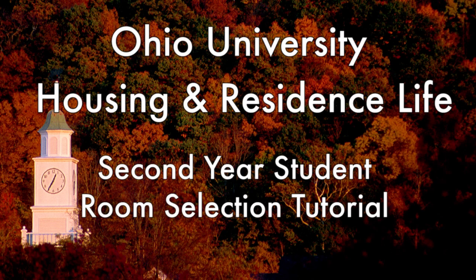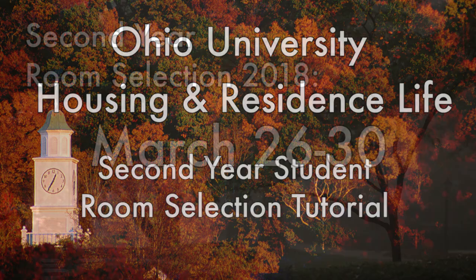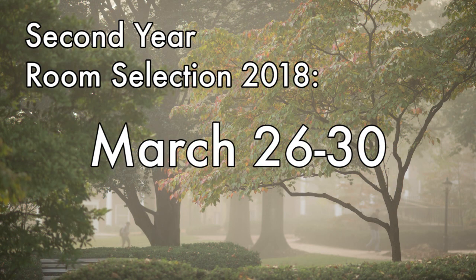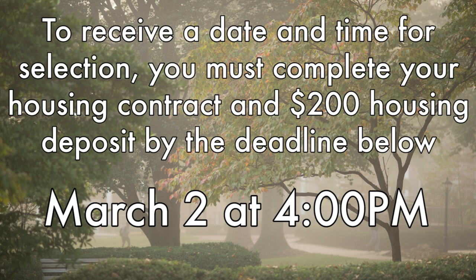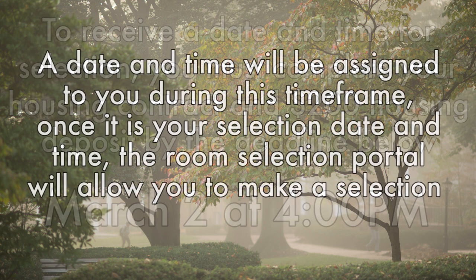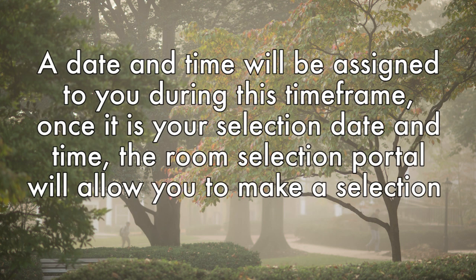Welcome to Ohio University Housing and Residence Life's tutorial on navigating the room selection process. Below are the dates of the general room selection process for this upcoming year. To receive a date and time for selection, you must complete your housing contract and $200 housing deposit by the deadline below. A date and time will be assigned to you during this time frame.